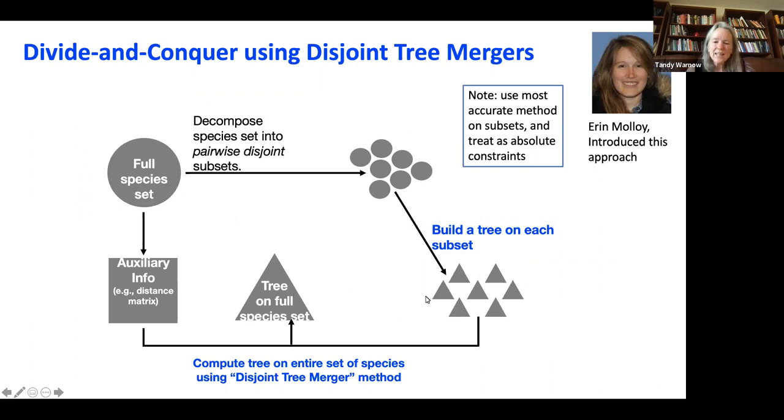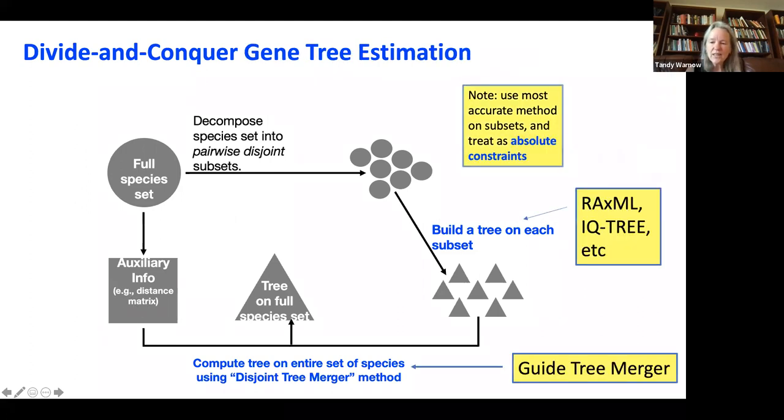And then you're going to combine these disjoint trees into a tree on the full data set by using some auxiliary information. Now, this kind of divide and conquer strategy is actually more general, but I'm treating it just for the case of maximum likelihood. And the important thing to realize is that these trees that you get on the subsets, you're not allowed to change them. You can only merge them somehow, either allowing them to blend or not to blend. The guide tree merger is the technique that for whatever reason works the best.